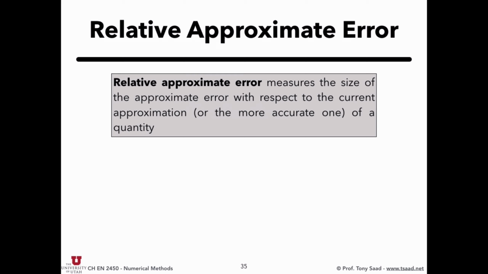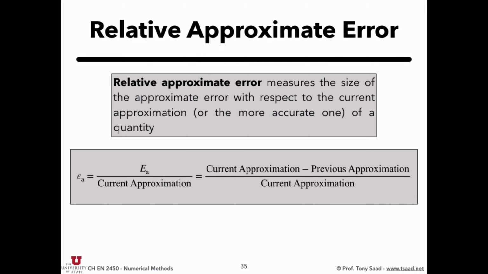What is the representation of the true value in approximation? It's the higher, the more accurate value, correct? So we're going to take the approximate error and divide it by the current approximation, or the more accurate approximation, because the more accurate approximation represents our truth, the true value. And that's the mathematical way of presenting it.